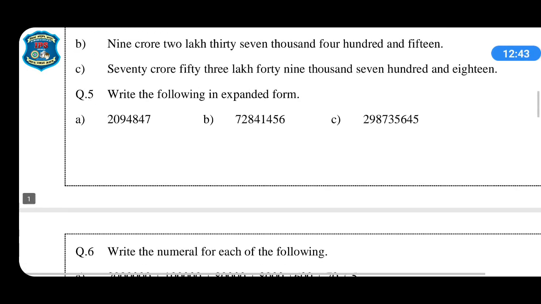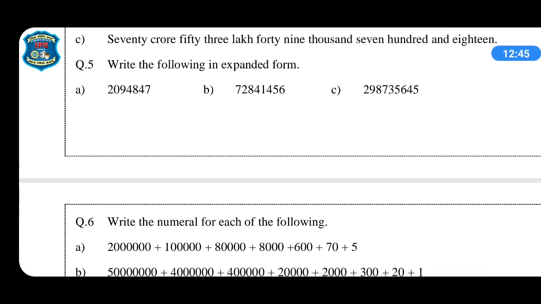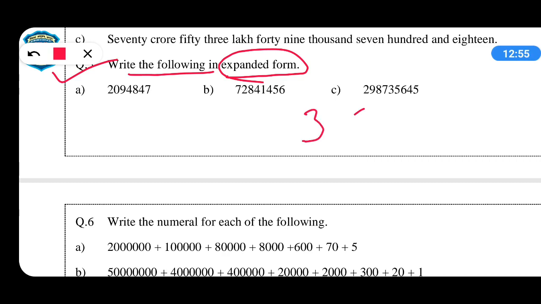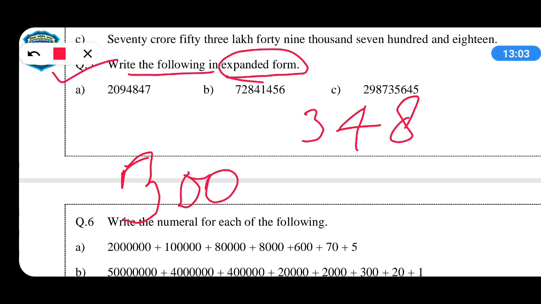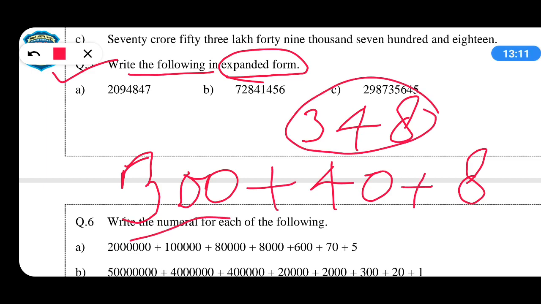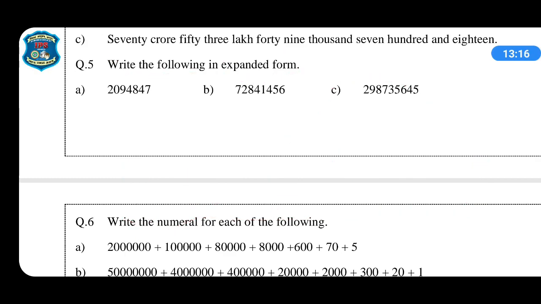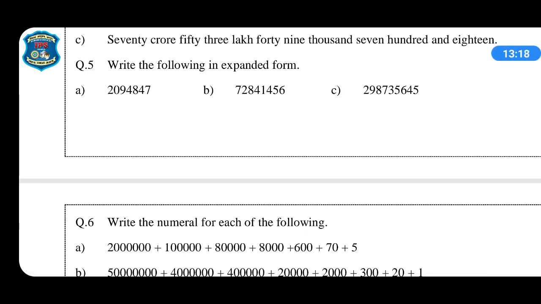Now next question is question number 5. This is what, write the following in expanded form. You have to expand the given number. Suppose a number is written 348. So read it slowly, 348. So this is the expanded notation of 348, right? So in the similar manner you have to expand this given number.